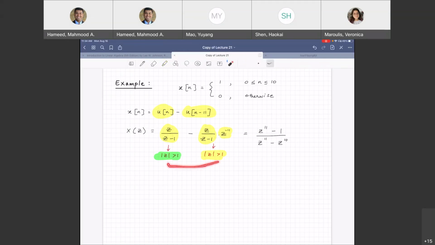So here, the region of convergence is going to be magnitude of z greater than 1, outside of the unit circle. But if you simplify this down, you will get z to the 11 minus 1 divided by z to the 11 minus z to the 10. Questions here? We used the z transform of u of n along with the time shifting property, and also the fact that we are using linearity. And go ahead, Billy. Previous one.